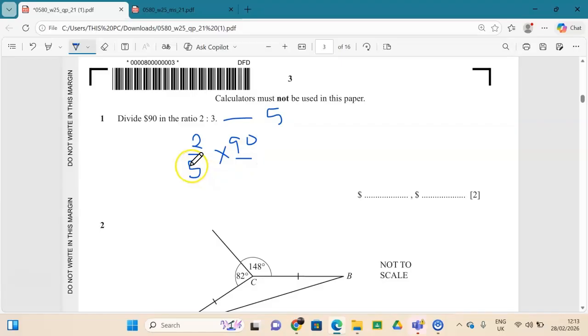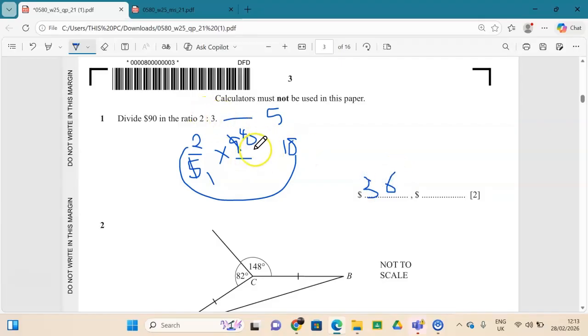So I can simplify from here. 5 into 9 will give us 1. There will be a remainder of 4, which comes here, and 5 into 40 will give us 8. So we multiply 18 by 2, and that will give us 36. 36 for this very ratio.